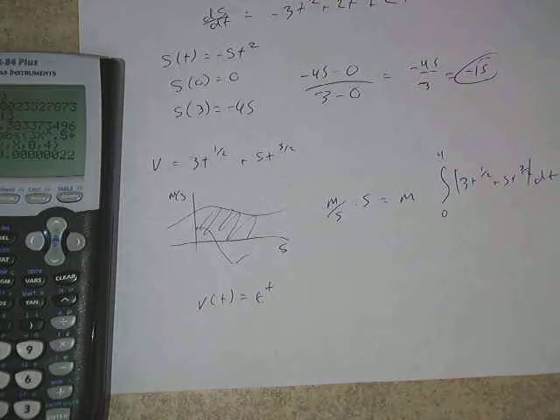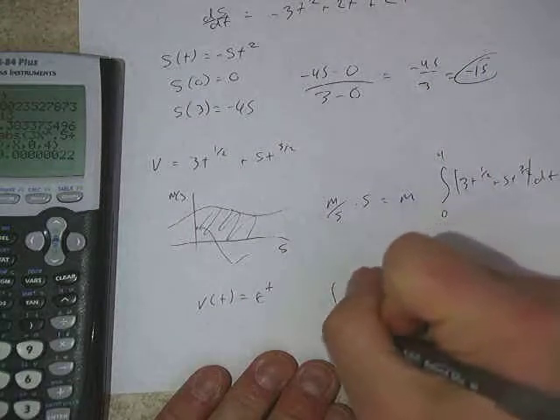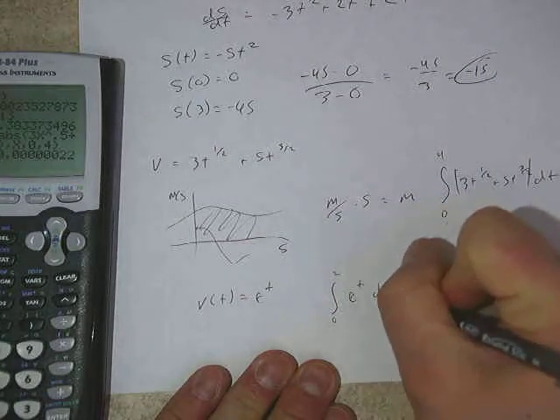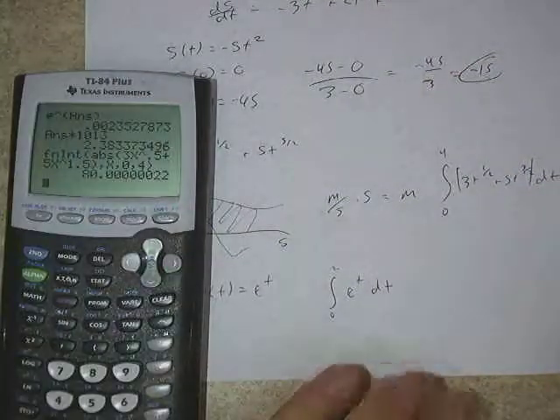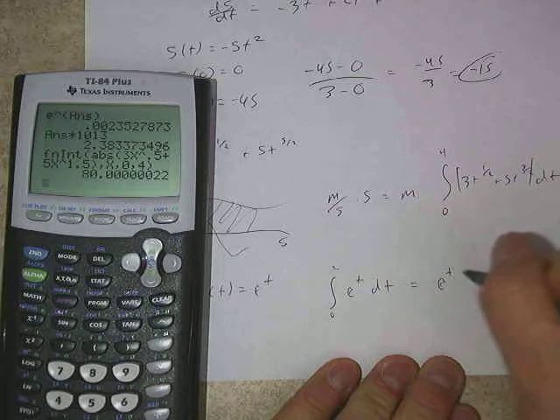Questions on that one? All right, the next one, let's see what we should have gotten for that one. We have a particle that's moving along a straight line, with a velocity equation this time of e to the t. And the question is, how far does the particle move from time 0 to time 2?